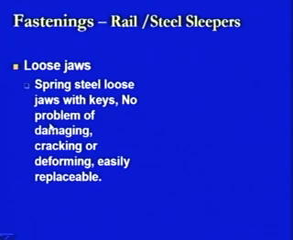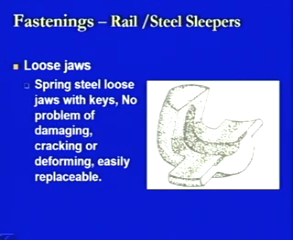These loose jaws are provided with keys, as shown in this diagram of a loose jaw. This will go below the rail surface, and at this level it provides the lateral stability so that the rail section does not fall away. So, this is the type of loose jaw provided.